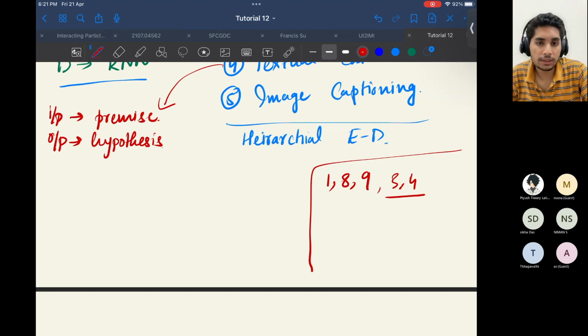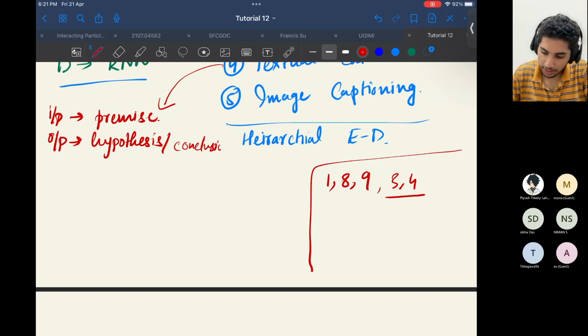No. Hypothesis, you can also interpret this as conclusion. But conclusion is always true, whereas a hypothesis might not be true. There is a difference between conclusion and hypothesis. A hypothesis is something that you guess, or you make some logic. So you can think of a hypothesis as a logical conclusion, a special type of conclusion.